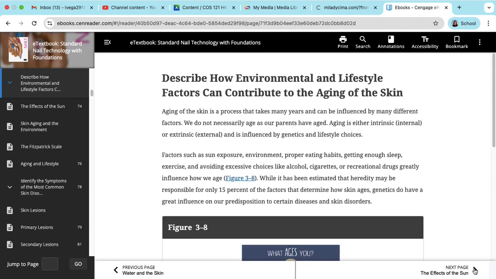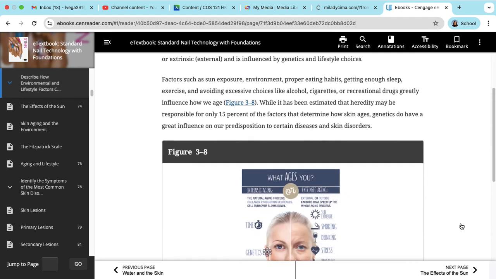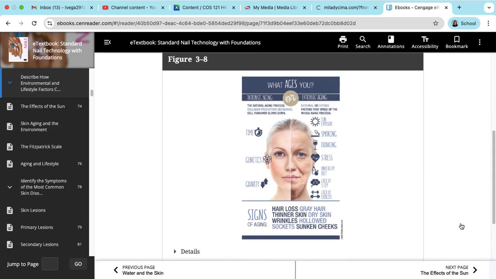The environment also has to do with our skin aging faster: the exposure to the sun, if we smoke, if we drink alcohol, all of that contributes to our skin aging. Here we can see skin that looks different when you smoke, when you are exposed to the sun too much.